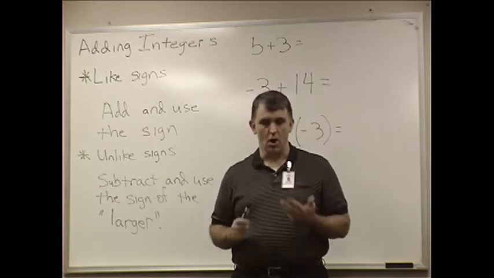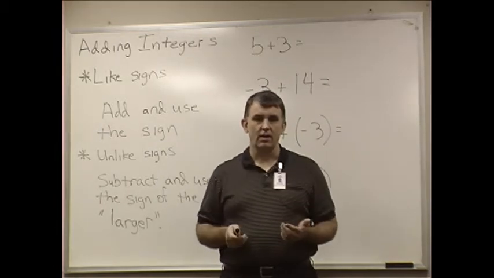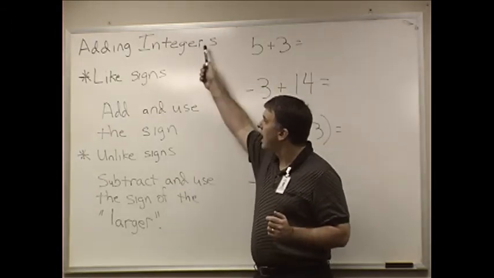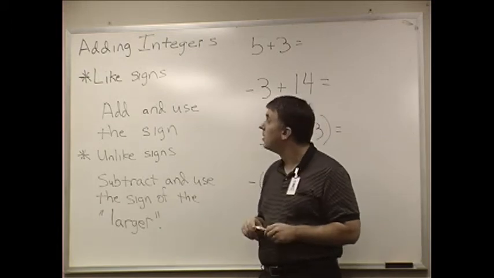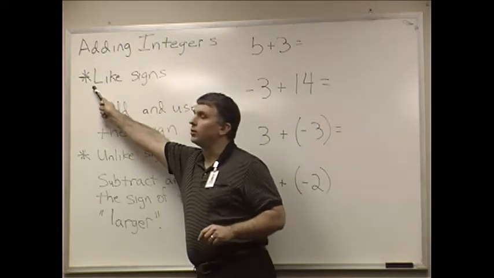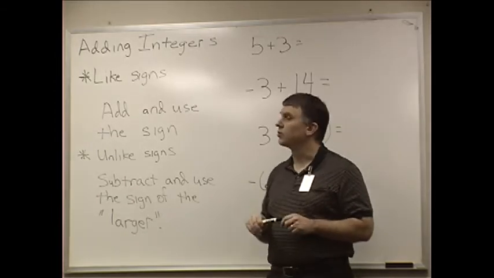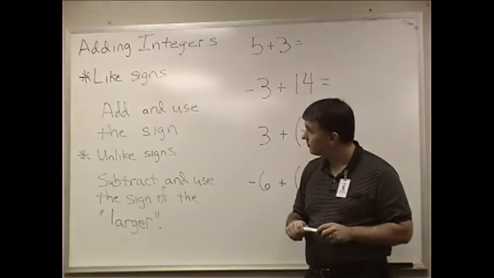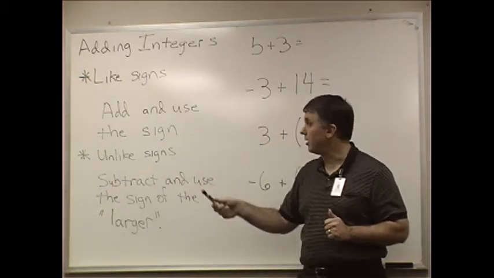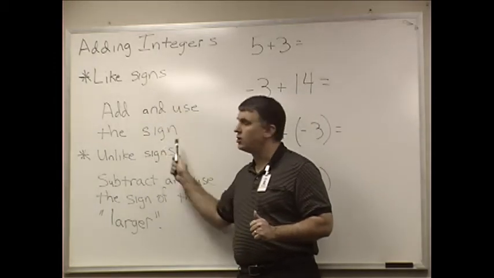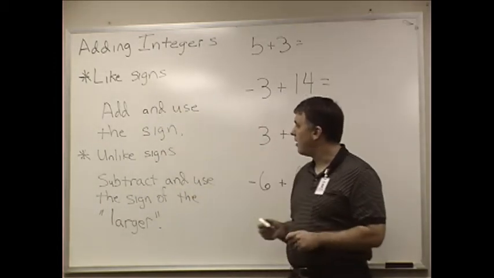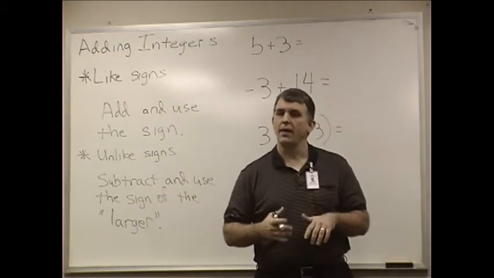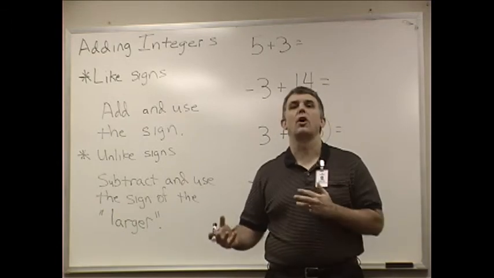If you notice on your notes, there's a little part that says adding signed numbers, and there's a little area to write some notes. I recommend that you write down what I've got up here on the board at a minimum. It says like signs, I put a little star there. So when we're adding integers, we're going to look for the sign. There's like signs and unlike signs. Now I've gone ahead and put the rules up here. When you have like signs, you add and use the sign. When you have unlike signs, you subtract and you use the sign of the larger. Now that doesn't mean anything. That's just a couple of rules.